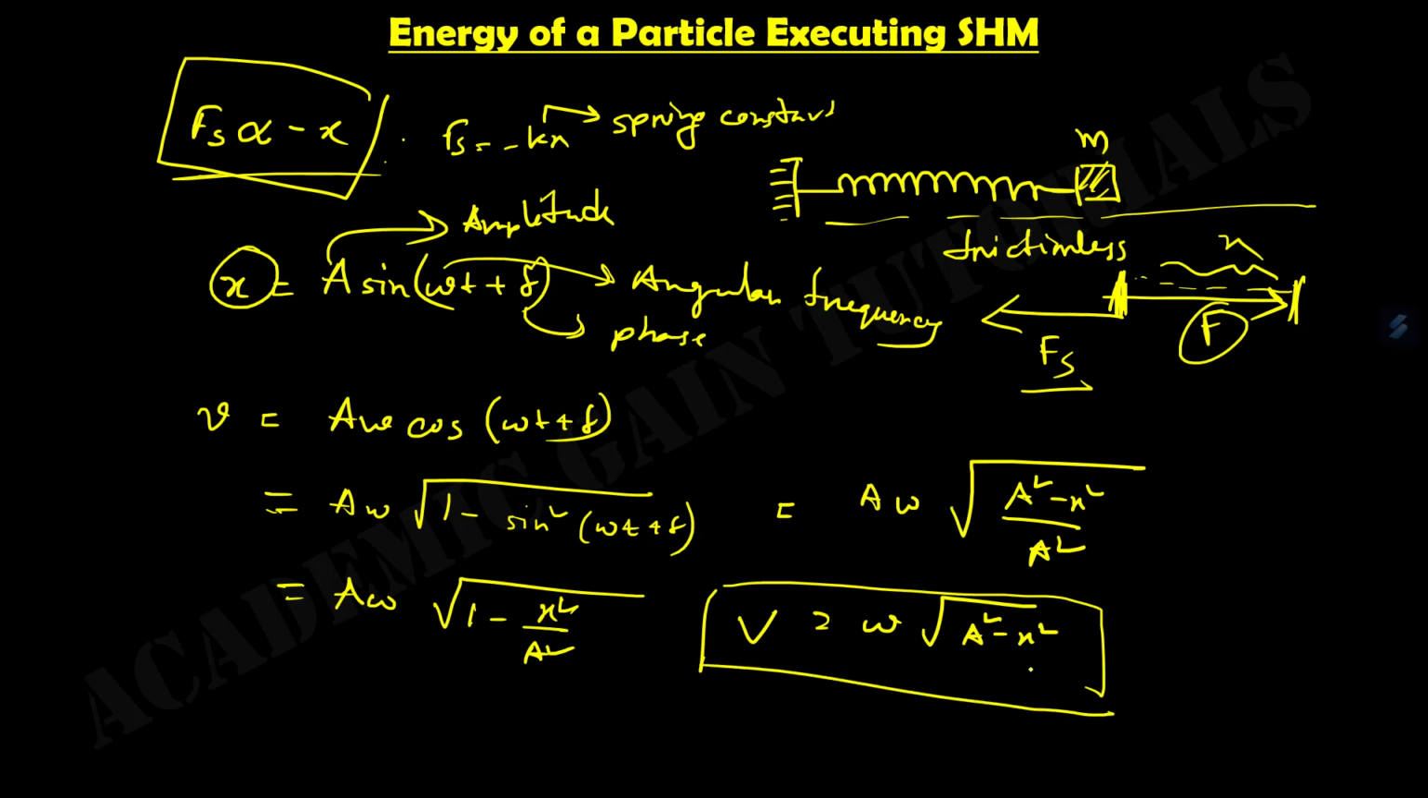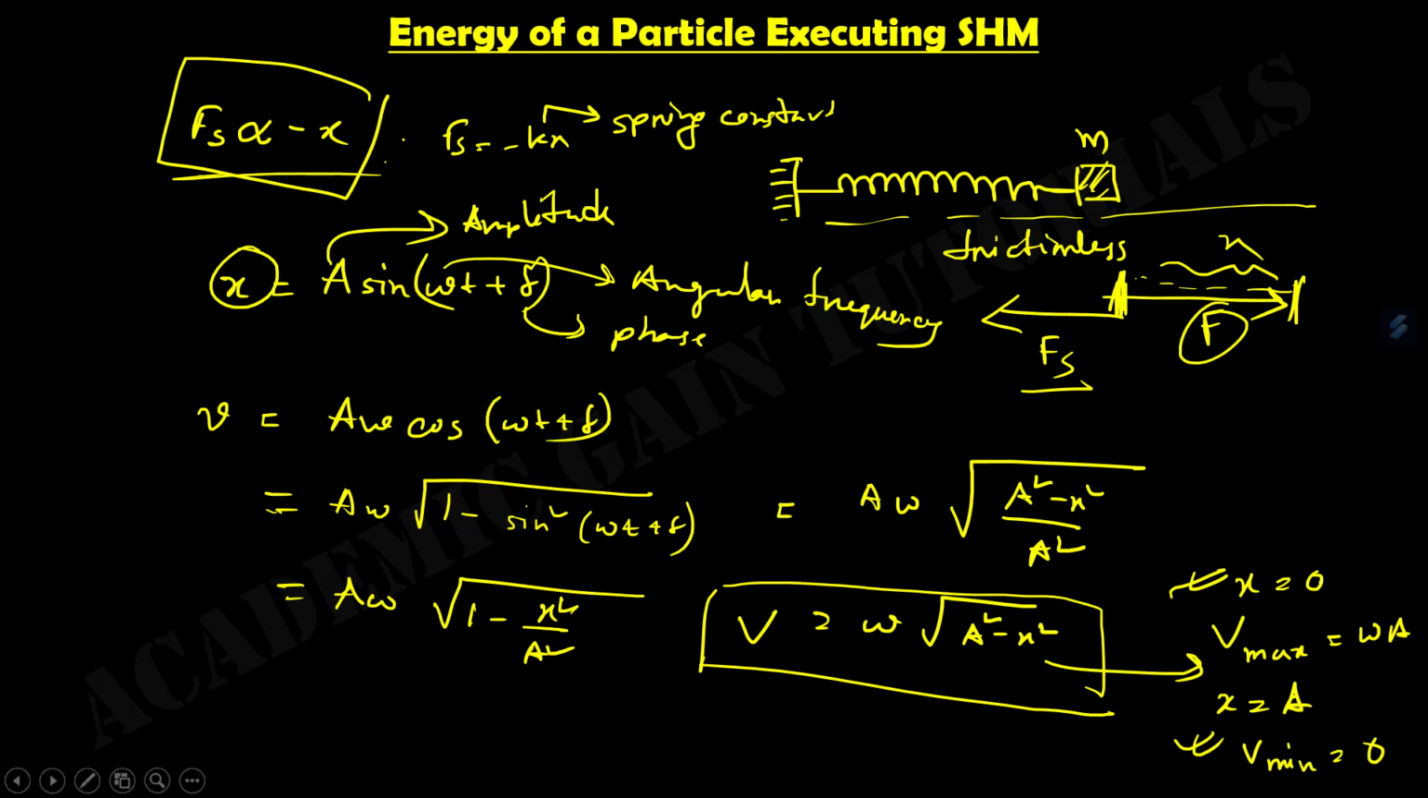Here one thing I find is that when x equals 0, the velocity is maximum, which equals omega a. And when x equals the amplitude a, then v will be minimum, which equals 0, because when x becomes a, this whole term becomes 0. So these are the maximum and minimum cases of velocity. These two cases are important for solving maths problems.